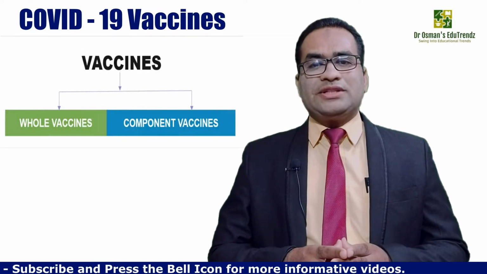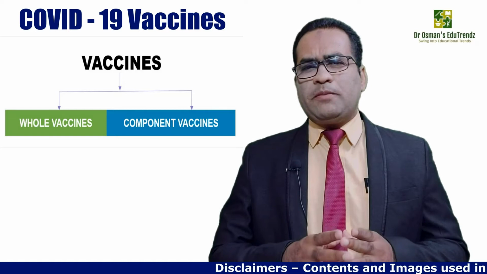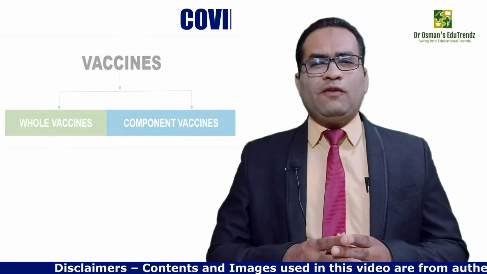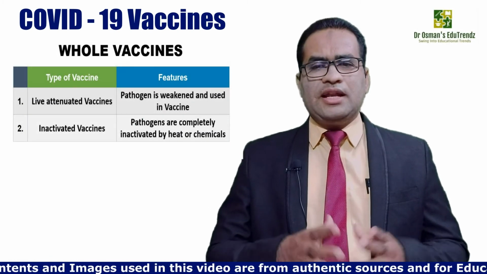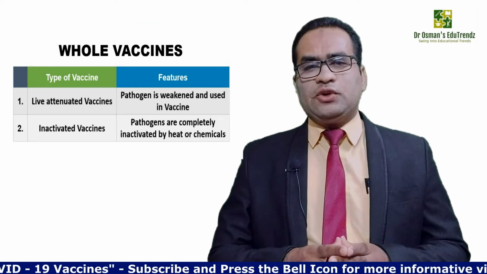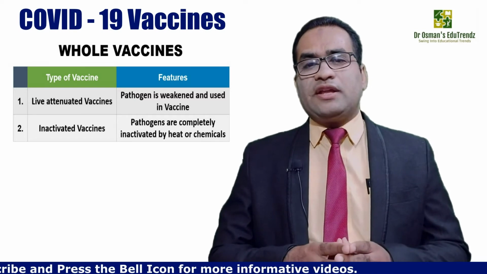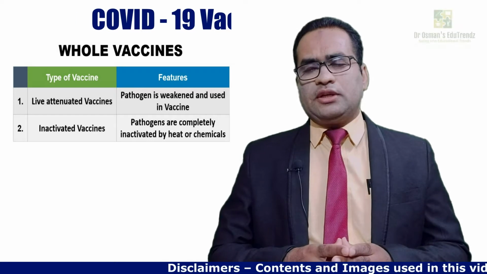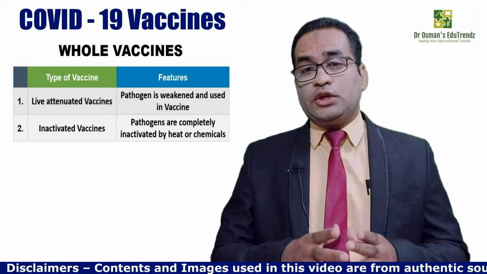Now let us talk about the types of vaccines. Vaccines are basically divided into two major categories: whole vaccines and component vaccines. Whole vaccines include two major types, like live attenuated vaccines. In this type of vaccine, the infection-causing pathogen is weakened and used in the vaccine so it doesn't cause the infection. This type of vaccine proved to be the most efficient and effective, and can provide lifelong immunity with a single dose.